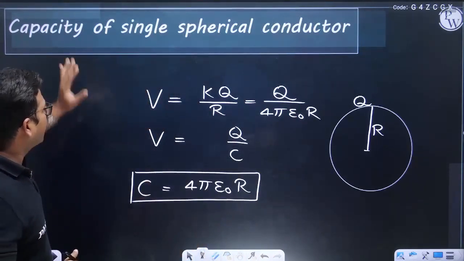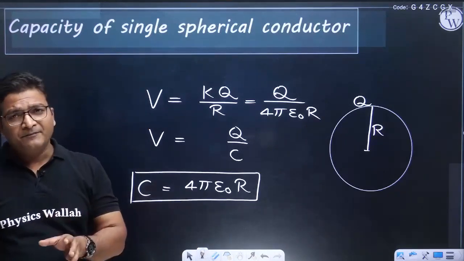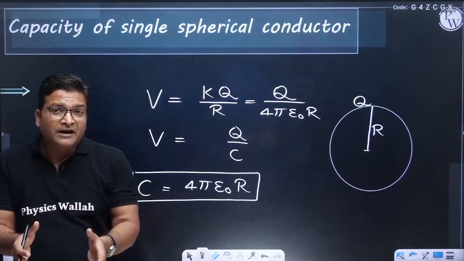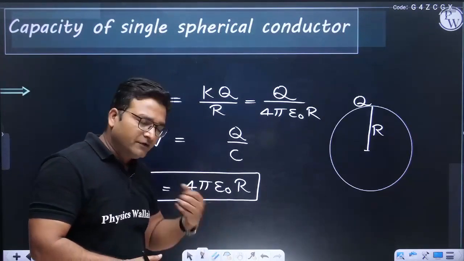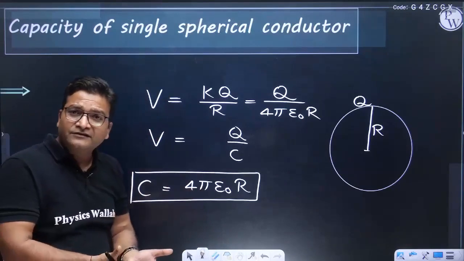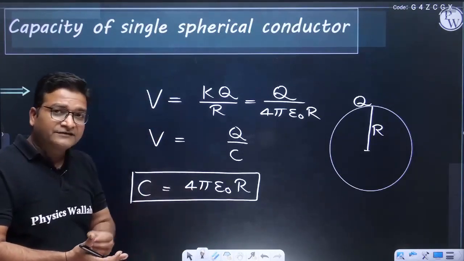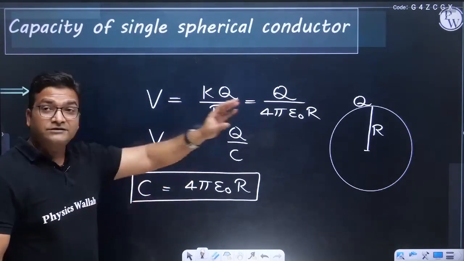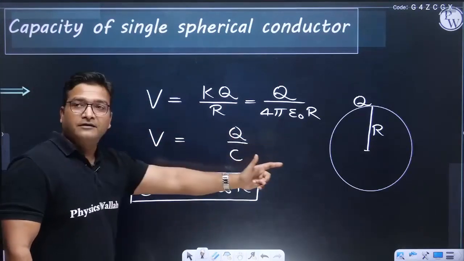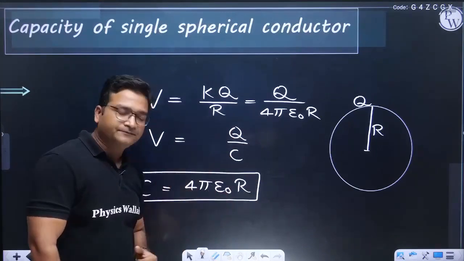Okay, so capacity and capacitance are usually the same, but if we have a two-conductor capacitor, we call its capacity capacitance, and if we have a single-conductor capacitor, we call its capacitance capacity. So the capacity of a single-conductor capacitor, a spherical conductor capacitor, is this.